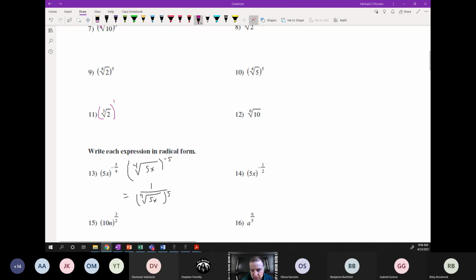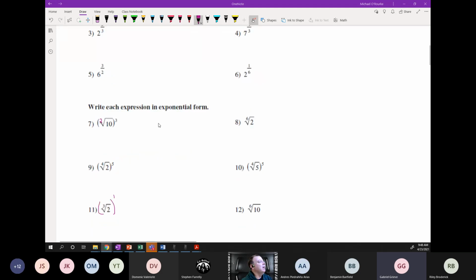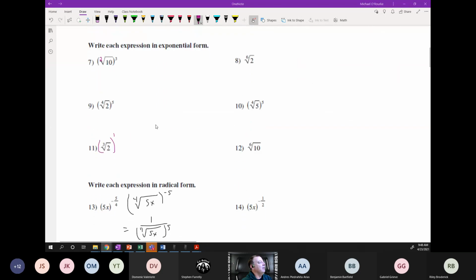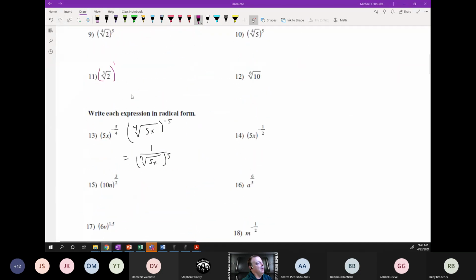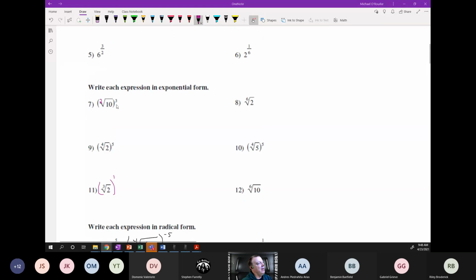Riley, if you're super comfortable, do like the left-hand side. That being said, if you get one question wrong on the left-hand side, you have to do all the right-hand side. Does that make sense?